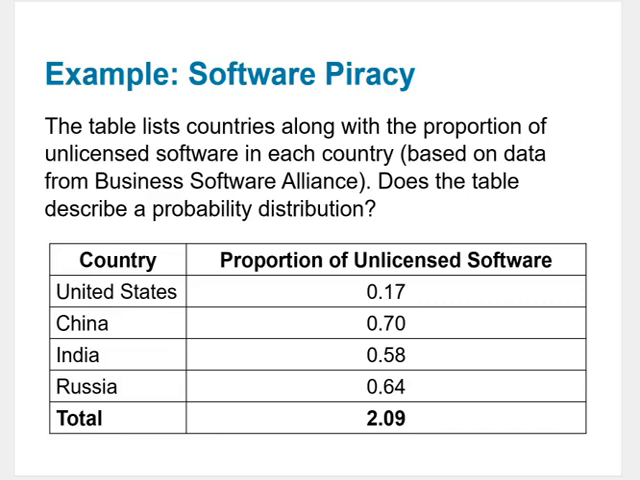Remember, the first rule was that all of our x values, and that's our first column, all of our x values had to be numbers. And notice, these are categorical. So this is not a probability distribution right off the bat.